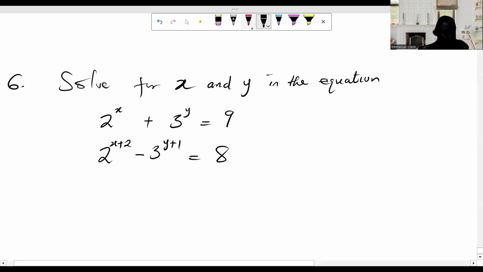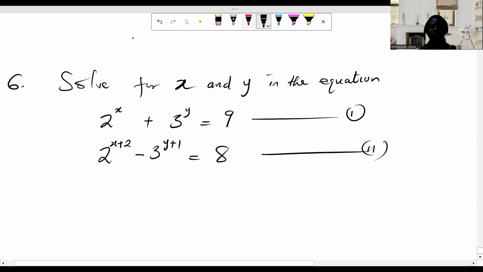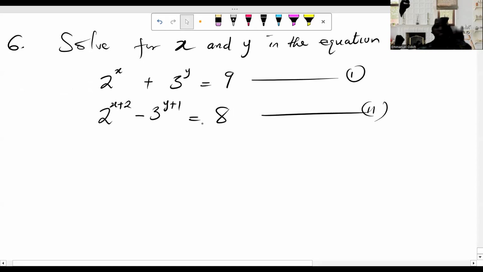So this one leads us to a simultaneous equation. We have two sets of equations here. So let's say this one is our equation 1, this one is our equation 2. This question is especially for those doing further maths, some of this type there. So the first one, 2 to the power of x. So what do we do in this case? Well, who has an idea on what we do here?